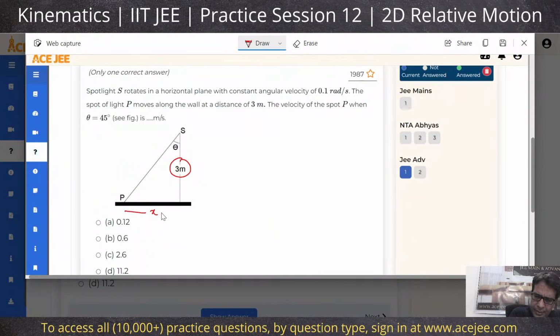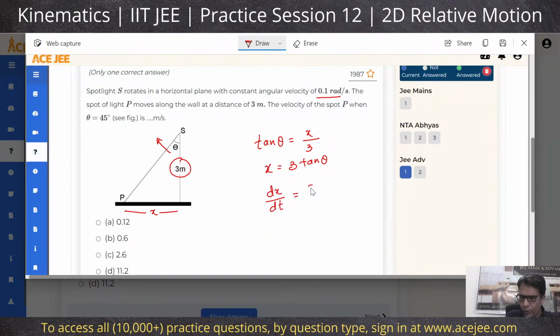Let's say this distance is x, and let's say it is changing. The angular velocity is 0.1. Let's say this is in this direction. Theta is increasing. Okay, so let's first write down the relationship between x and theta. So we can use tangent theta is x by 3, or x is equal to 3 tan theta. Now, if you differentiate with respect to time, you get dx by dt, the rate at which x is changing with time, is equal to 3.